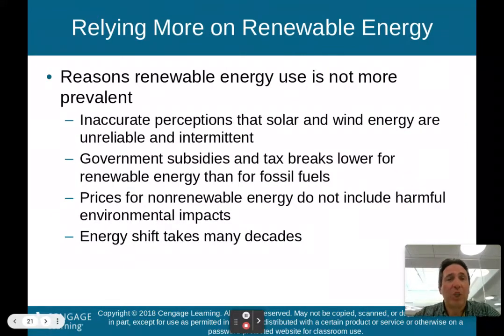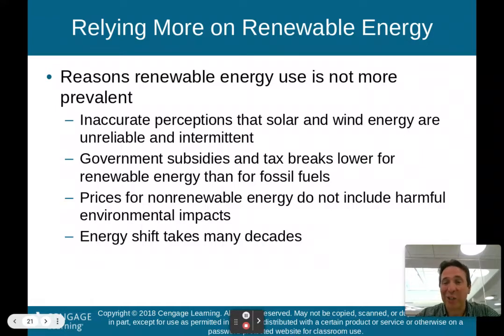So we do, though, need to rely more on renewable energy. And reasons renewable energy use is not more prevalent today: inaccurate perceptions that solar and wind energy are unreliable and intermittent. It's not the case anymore, right? It may be 20, 30, 40 years ago that was the case, but the technology is there right now. Solar, wind, they're not unreliable. They're not intermittent. They're very reliable.